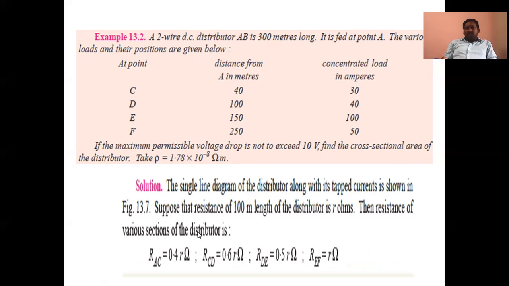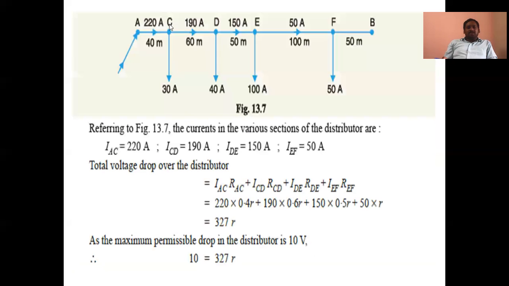rho is given. Various sections of the distributor. Simply we can consider this as R naught. Why? Because this is R here: R AC, R CD, R DE. Then in order to calculate that, first we have to calculate IAC. IAC means here 220. By applying KCL, we can calculate simply 30 plus 40, 70 plus 100, 170, 170 plus 50, 220. And the total voltage drop over the distributor is, in this section IAC into RAC, in this section ICD into RCD, in this section IDE into RDE, in this section IEF into REF.